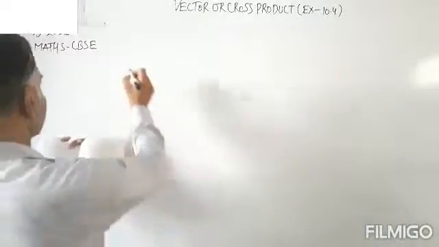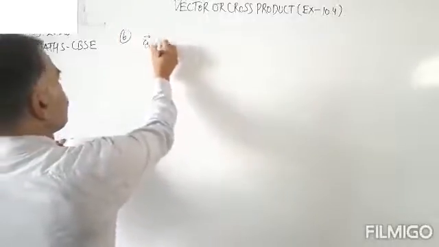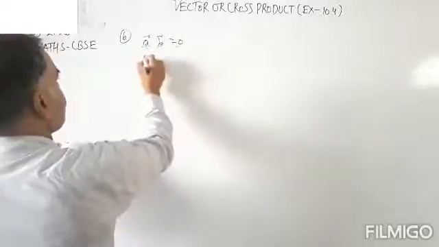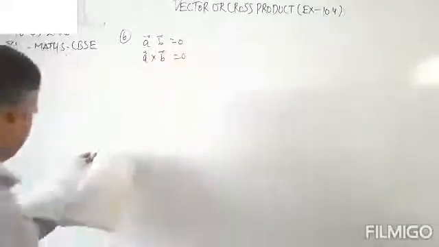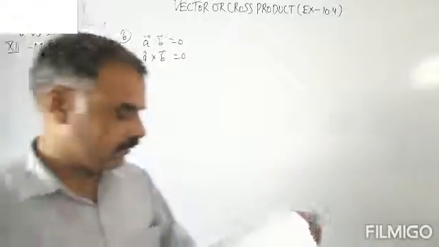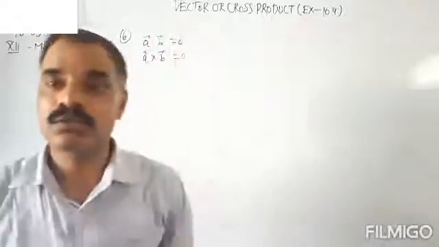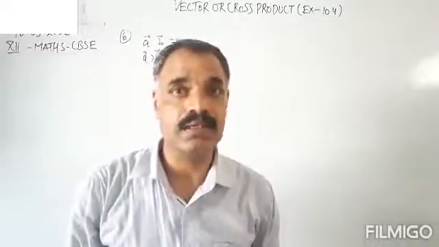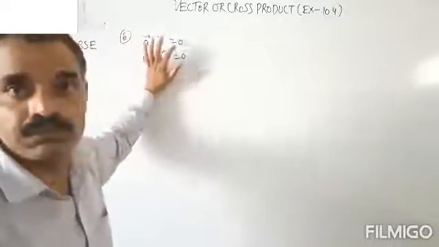Let us add the question number 6 first. A vector dot b vector equals 0 and a vector cross b vector equals 0. What can you conclude about the vectors a vector and b vector? Both are given. A vector dot b vector equals 0.